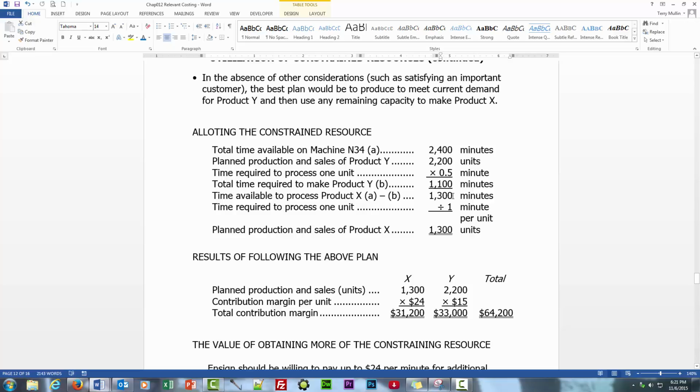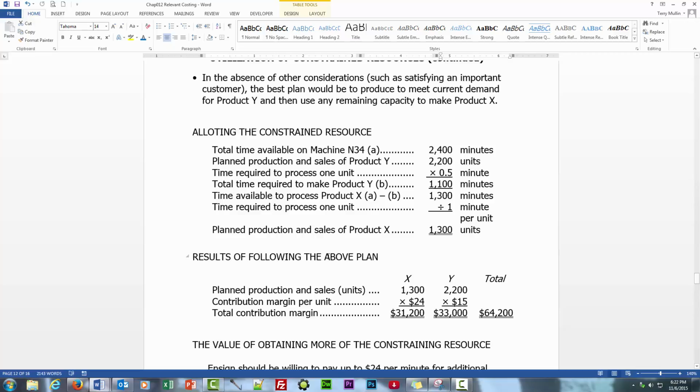That'll leave us 1,300 minutes left, and since product X takes 1 minute per unit, now even though we had demand for 2,000 units, we only have enough machine time to make 1,300. So if we multiply 1,300 times the contribution of $24, we get $31,200. 2,200 of Y times 15 is $33,000. We get $64,200.